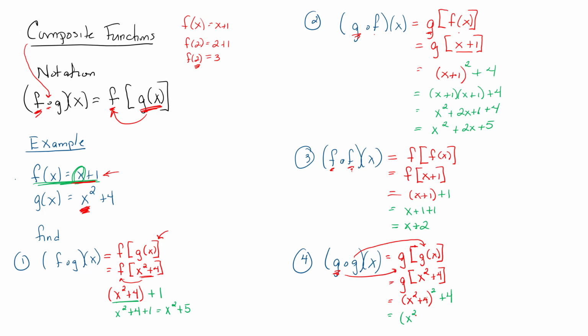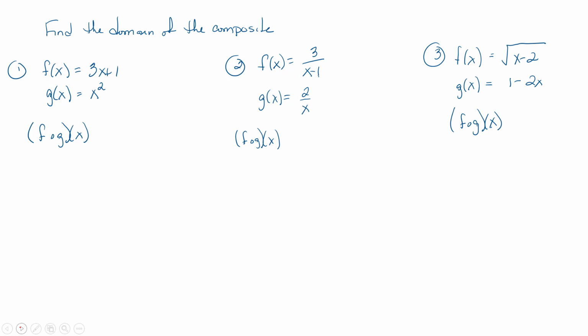Okay, that means I've got to write out this parenthesis twice. And after I do this multiplication, I get to add 4. So I end up with x to the 4th plus 8x squared plus 16 plus 4. And when all is said and done, we get x to the 4th plus 8x squared plus 20. How we doing? Not too bad? All right, well, let's check this out.